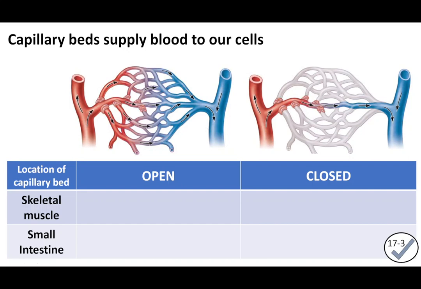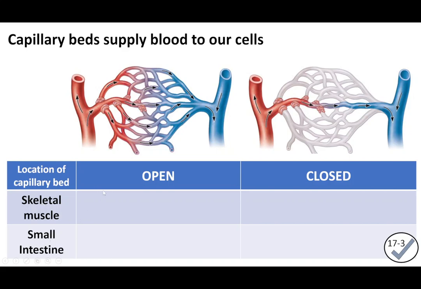And so these precapillary sphincters here are going to open and close based off what we'll call the metabolic demands of the tissue. If the surrounding tissue is going to be very metabolically active and need a lot of energy, the precapillary sphincters are going to respond to that and open up. If the tissue is not very active, it doesn't need a lot of energy, the precapillary sphincters will recognize that and close up here. And so here we have an example of skeletal muscle and small intestines here.